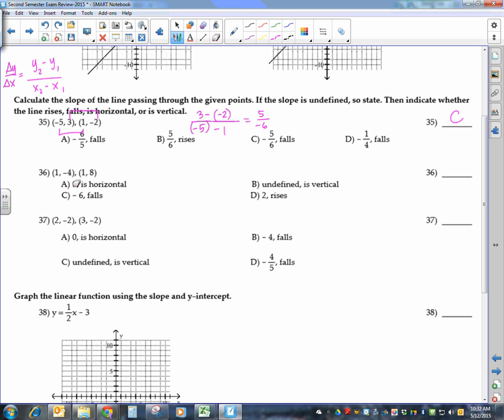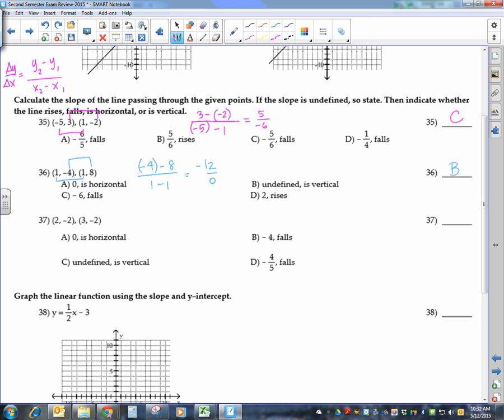36. Again, I have my y's on top, my x's on the bottom. So negative 4 minus 8 over 1 minus 1 is negative 12 over 0. And if you put that in your calculator, you're going to get an error message because it's undefined. So this is what we call a vertical line.